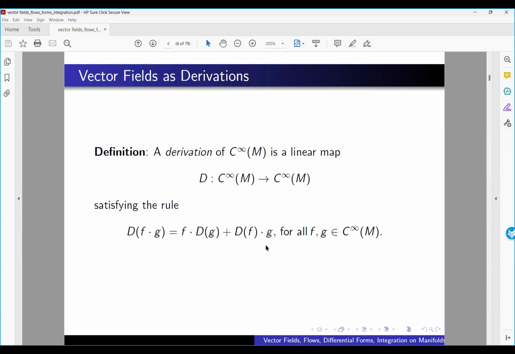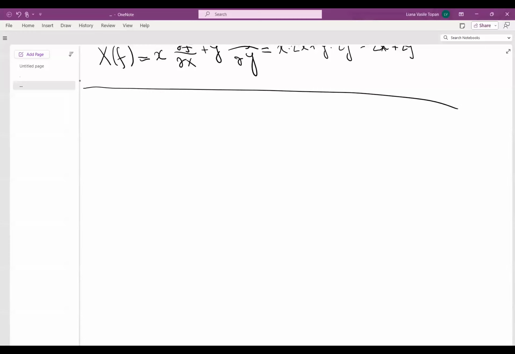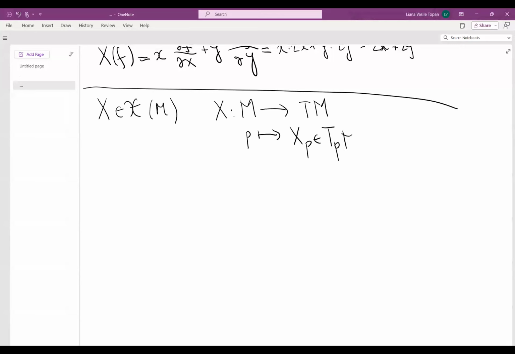And now what we want to do here is to identify a vector field with a derivation of this algebra of smooth functions. So this is what we are going to do right now. So again, what is a vector field? We define it to be a section of the tangent bundle. Right, so it's some map taking a point P into a tangent vector at P to the manifold M.